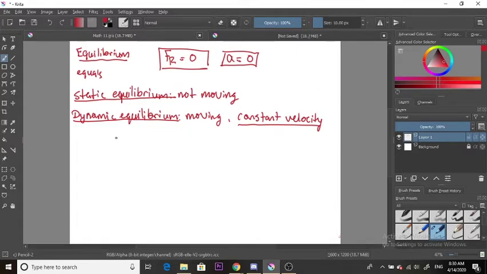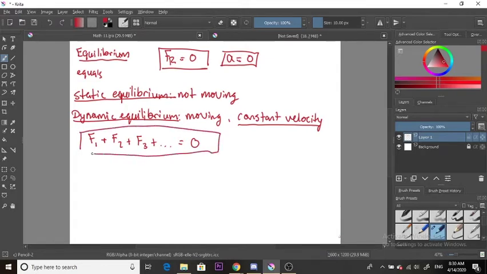Now, the formula for equilibrium is very simple. You're going to add up all the forces, so whether it's force 1, force 2, force 3, etc. It will eventually add up to 0. This is the basic formula. So if you take all of your forces, now these forces have to be in the same plane.